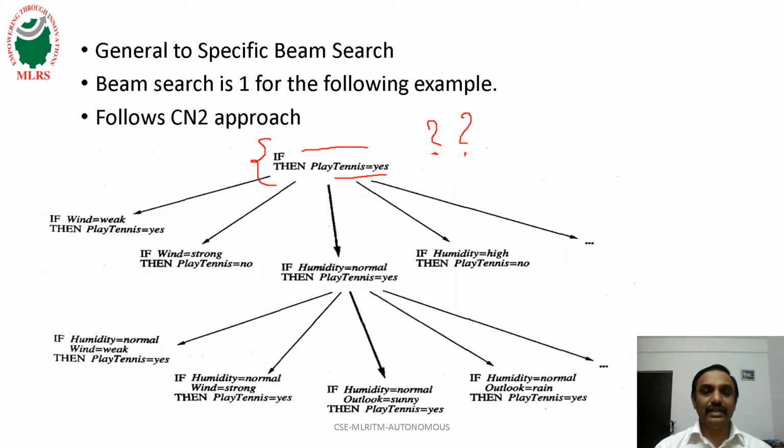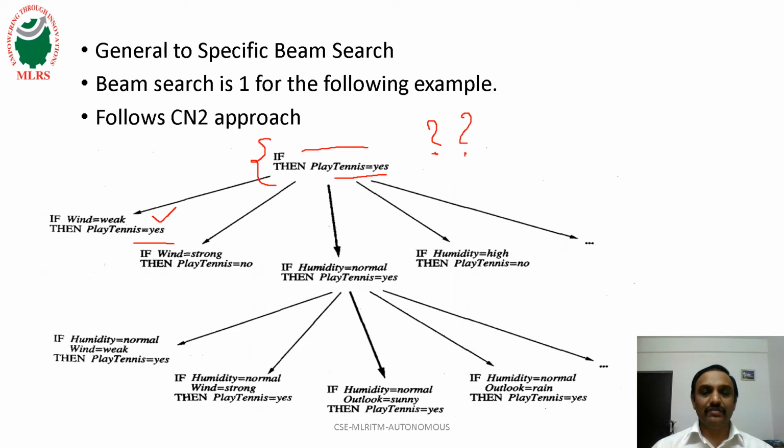In the next level of the tree, we consider only one attribute value, and depending on that attribute value, we give the output. For example, if wind equals weak, then play tennis is yes. Wind equals strong, play tennis equals no. Like that, we are moving towards the specific case. First we considered the most general case, and from that point we move to more specific cases.